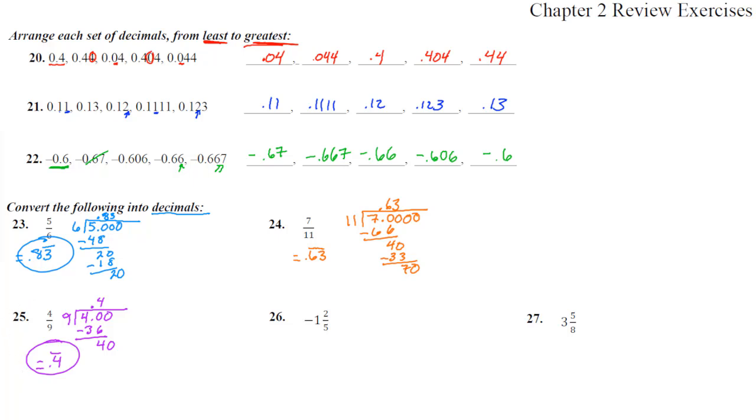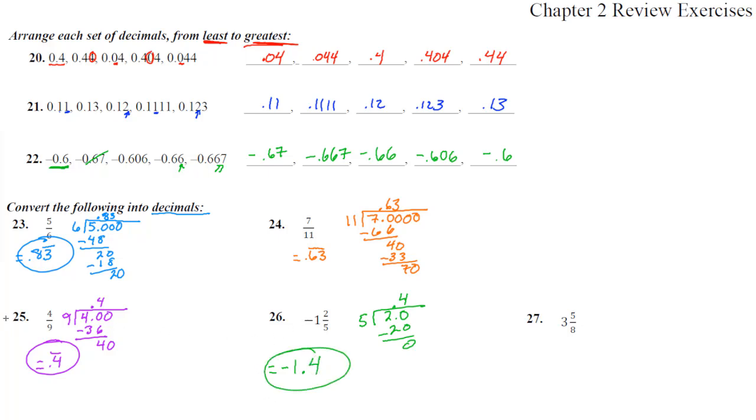And number 26. We've got, let me see, negative 1 and 2/5. So it's going to be negative 1 point and then 2/5. Let's change colors. There we go. It's going to equal negative 1 and 2/5. So 2/5. 5 goes into 2. Nope. 5 goes into 20 4 times. Oh, smack dab. So that is negative 1.4.